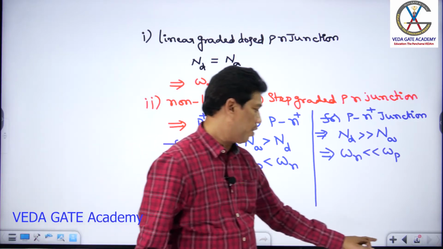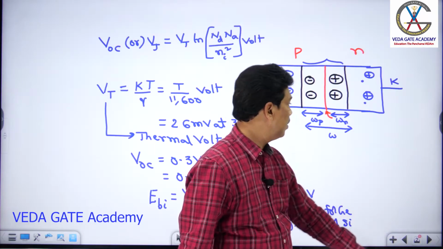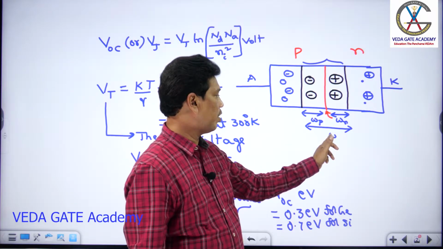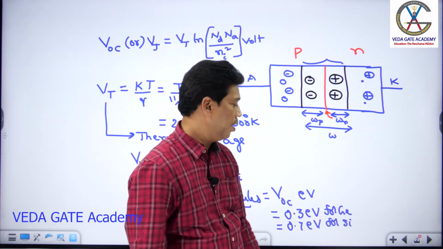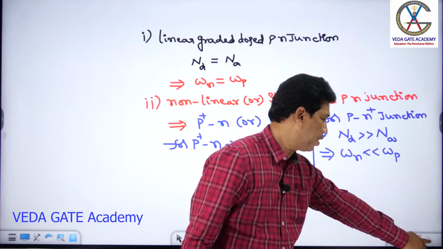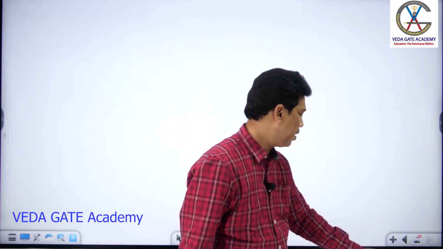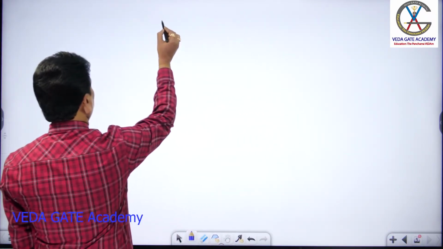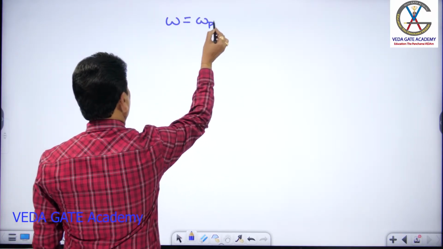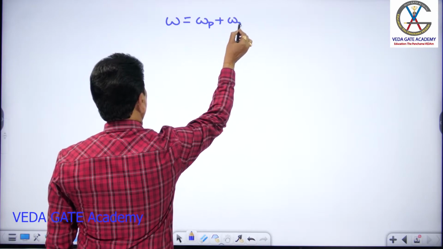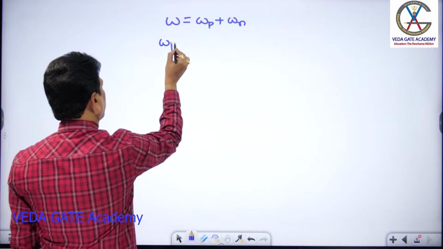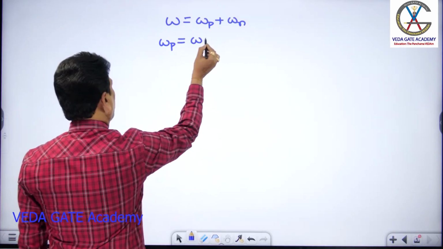Now see this again. The total width W equals Wp plus Wn. Now that can be expressed like this. Total width W equals Wp plus Wn. And you know that Wp becomes W minus Wn.